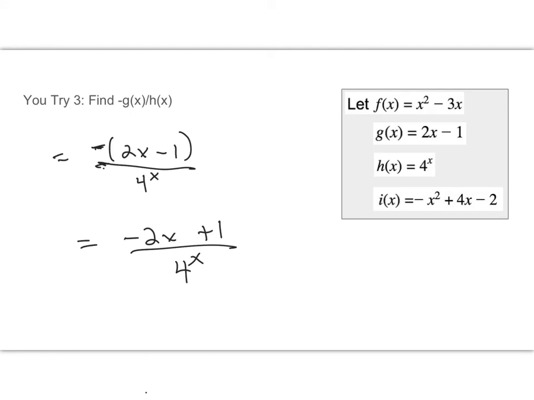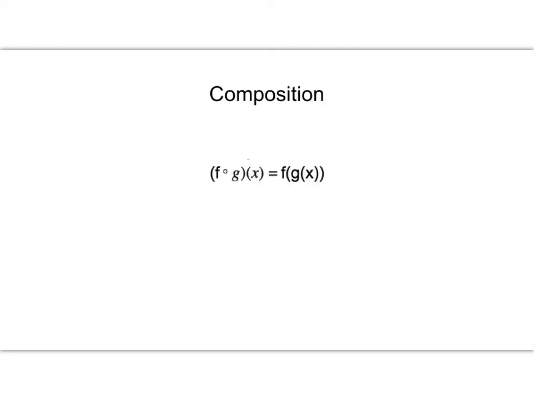All right, another thing we can do with functions is we can combine them or compose them. Out of 2 functions, we can make a completely new function. So the notation for composition of functions, this here does not say f times g. It's f of g of x. It's the same as this, f of g of x.